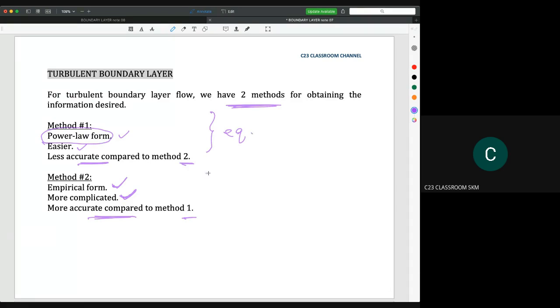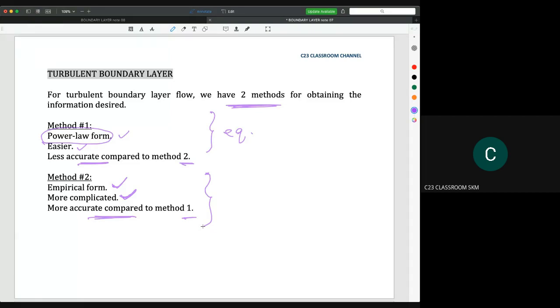However, for method number 2, it is actually the idea of Blasius method. So in laminar boundary layer, Blasius solved the boundary layer problem by using tables. It means that they derived the condition by using the Navier-Stokes equation, okay, and then they try to give values.